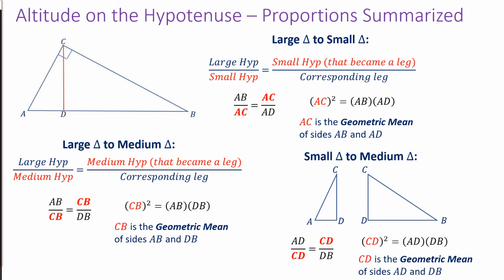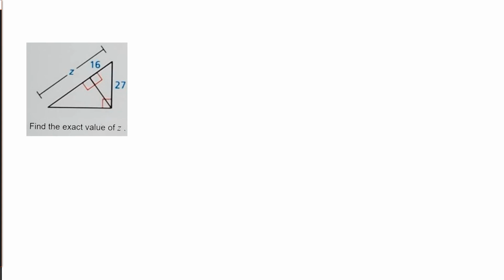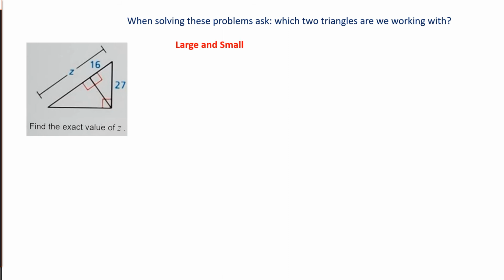All right, now let's get to the problem that we were given. So we were given this problem, and it says find the exact value of z. Exact value usually means you're dealing with a square root, but I think in this case it doesn't want you to round the decimal we're going to get because you're probably putting it into a computer system. So the first question you ask yourself anytime you do these, what two triangles are we working with? We are working with the large triangle and the small triangle. How do I know? Well, we were given z, the large hypotenuse, and we were given 27, the smaller side of the larger triangle. So that's definitely the large triangle.